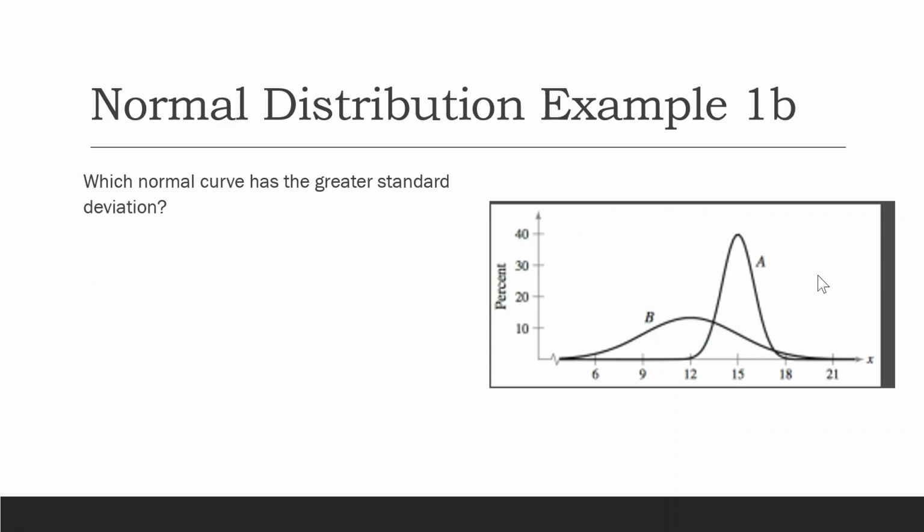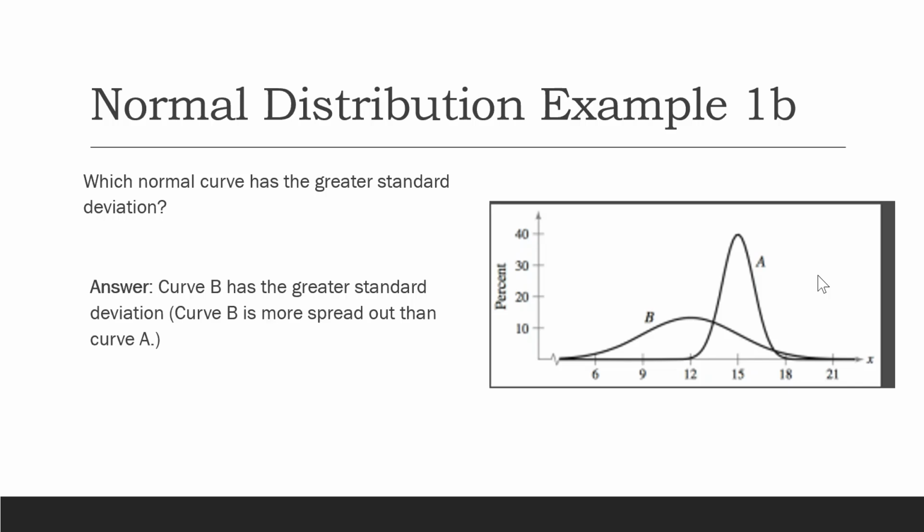Let's look at the standard deviation now. For standard deviation, I don't necessarily have to look at a specific value. I can look at the spread. How wide are the normal distributions? Of course, graph A is much more narrow compared to the graph of the normal distribution B. And so that one's very widespread. So graph B has a greater standard deviation.